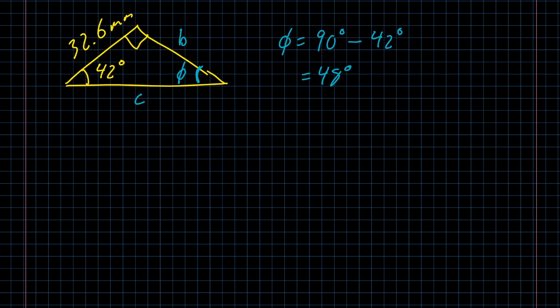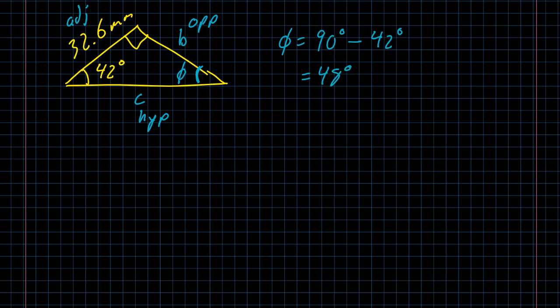Side B is touching the right angle, so it is a leg. It is not touching the 42-degree angle that we were given, so it must be the opposite leg. Side C is not touching the right angle, so it must be the hypotenuse. And the given side is touching the right angle and also touching the angle we were given, so it must be the adjacent side.